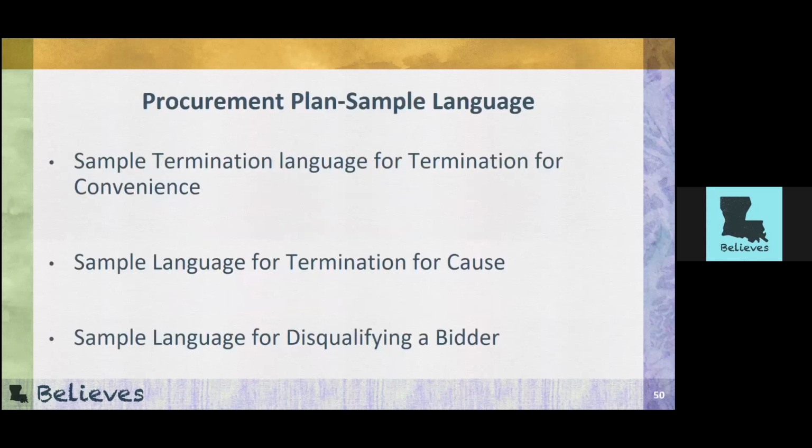So the 21-22 procurement plan does contain some sample termination language for termination for cause, termination for convenience, and some sample language for disqualifying a bidder. There is a process for disqualifying a bidder. So if you need to disqualify a bidder, make sure that you include that in your original contract.